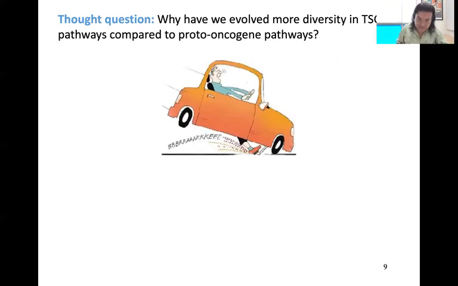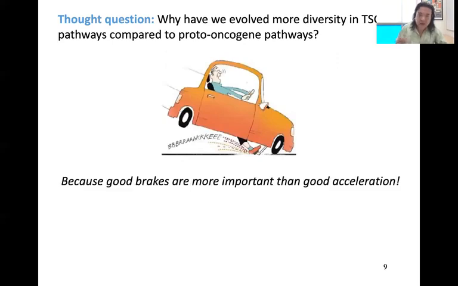Well, it has to do with this. Good brakes are more important than good acceleration. What do I mean by that? You have your car, and your car has its own set of accelerating mechanisms, which, if you think about it, is really just your gas pedal. But you have numerous ways of making your car stop. You have your normal brakes, you have your hand brakes. I mean, you could extinguish the engine.